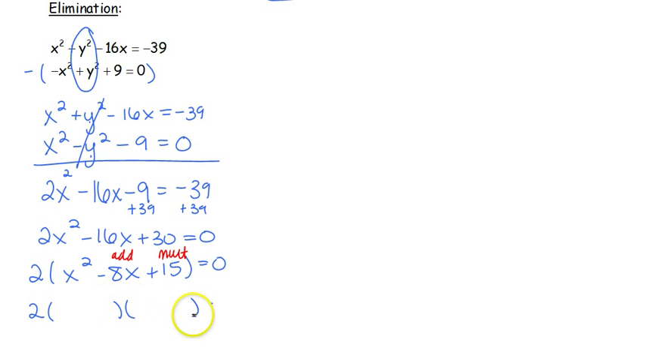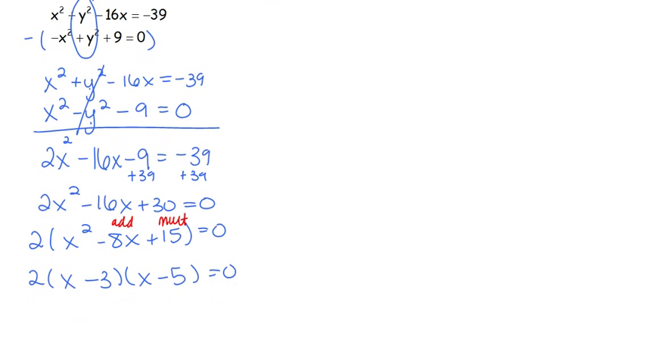Those two numbers, well, if we're multiplying to a positive and adding to a negative, the only way to make that work is if they're both negatives. And the two numbers would be negative 3 and negative 5. So now we want to solve for our possible values. If I set 2 equal to 0, there's no variable, so there's no solution. So I have a possibility when x is 3 and when x is 5. So there's two possible values for x.